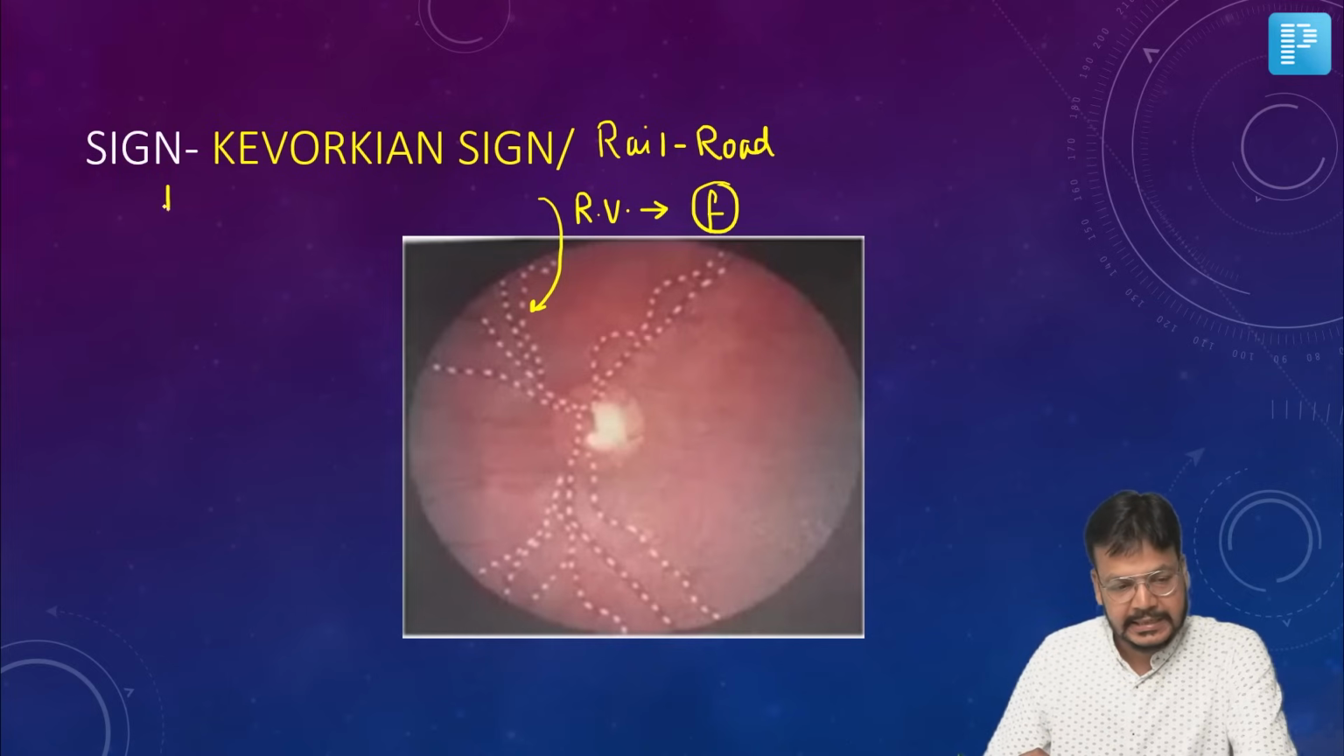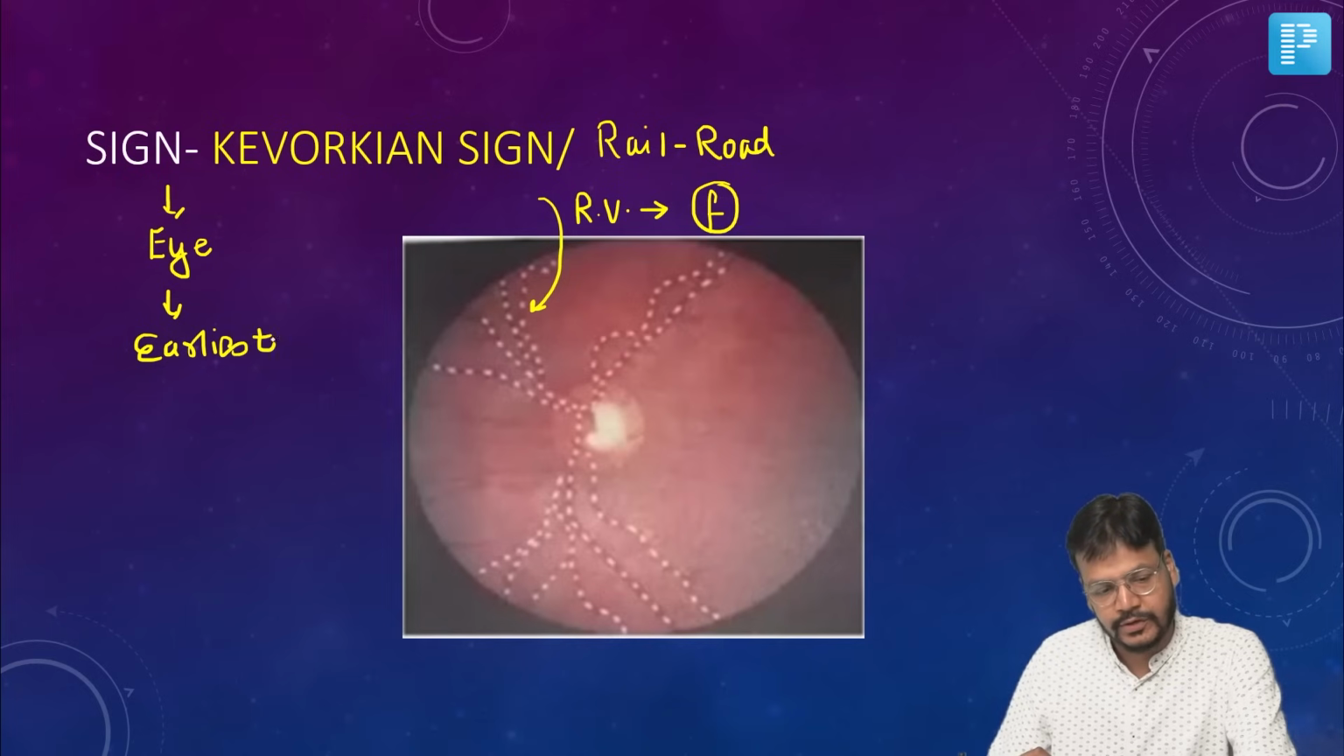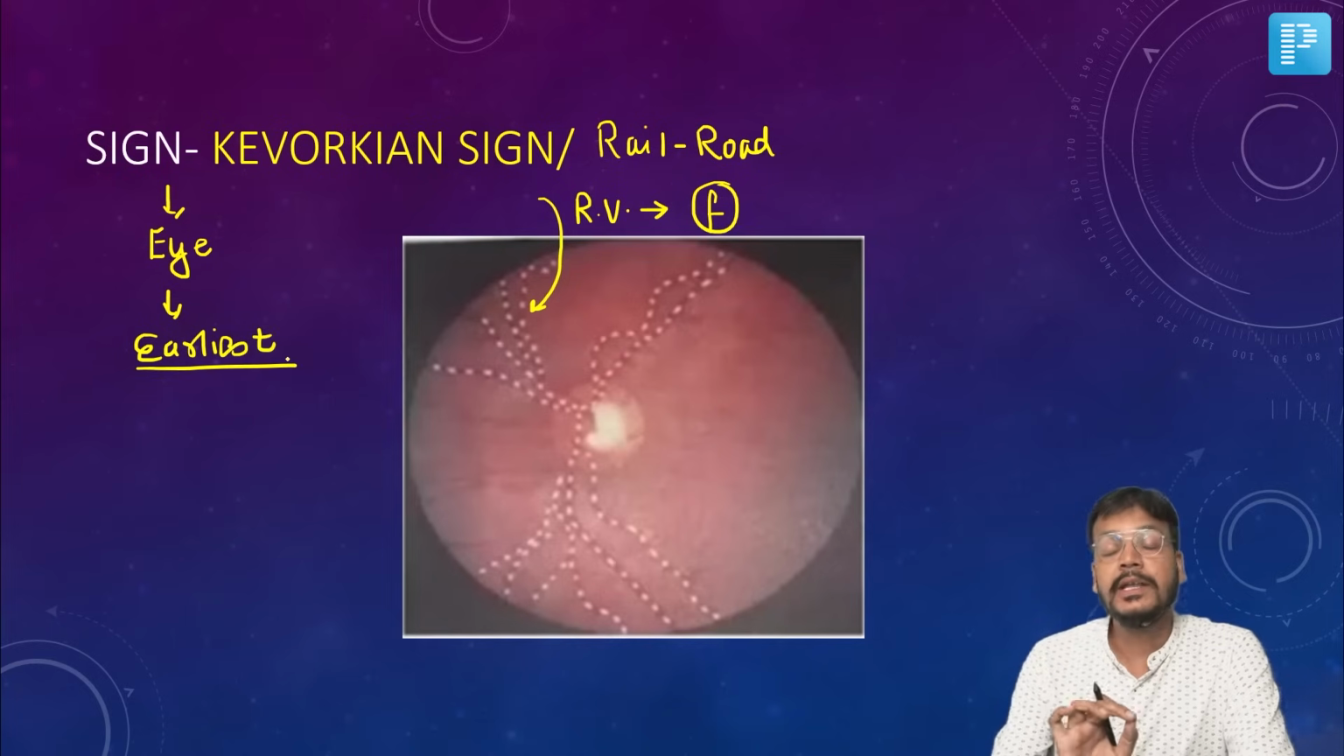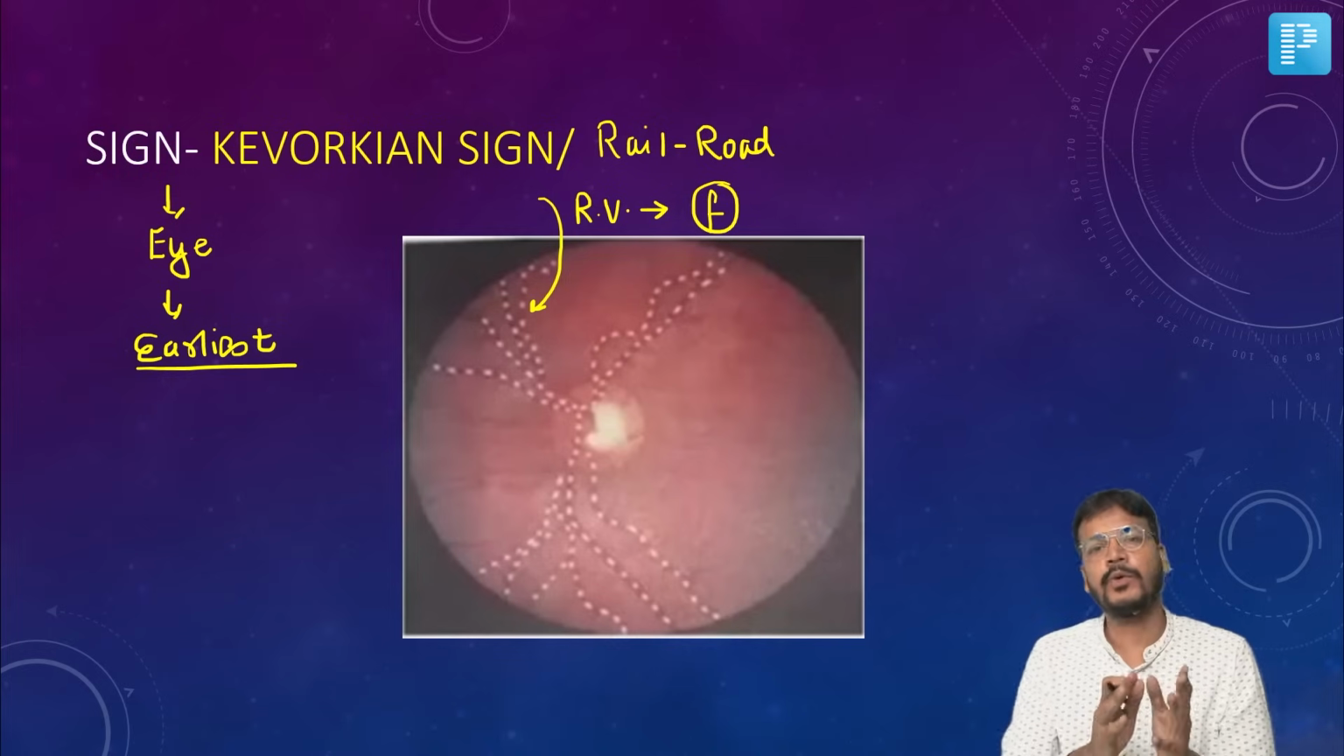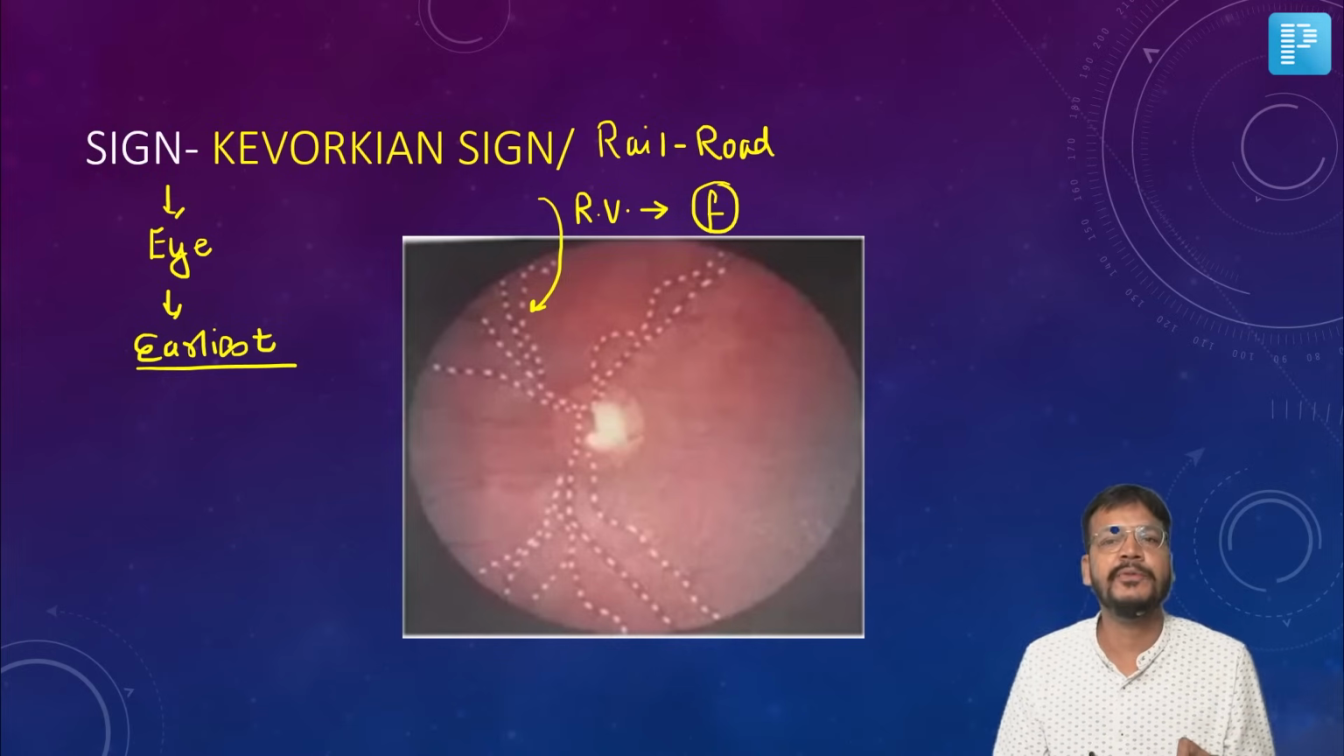Friends, this sign is seen in the eye, and this is the earliest postmortem change of the eye. Earliest postmortem change of the eye, and this image, according to me, is a very important image. This is a Kevorkian sign, railroad phenomenon, cattle trucking sign.